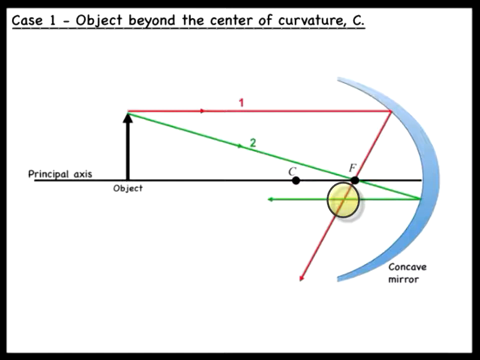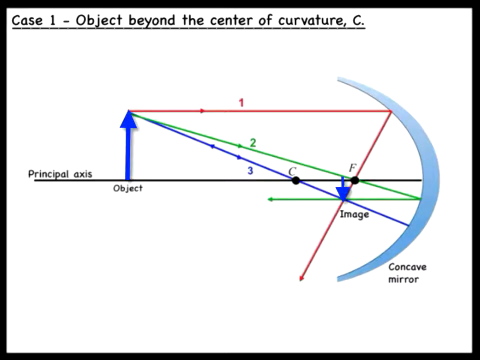In principle, only two rays are required to determine the location of the image, but let's add in the third ray as well. Ray 3 comes from the top of the object and passes through the center of curvature. Upon reflection, it travels straight back out along the same path. Notice that all reflected rays intersect at a common point and show the location of the top of the image. Since the intersection of the reflected rays forms below the principal axis, the image in this case is upside down or inverted with respect to the object.